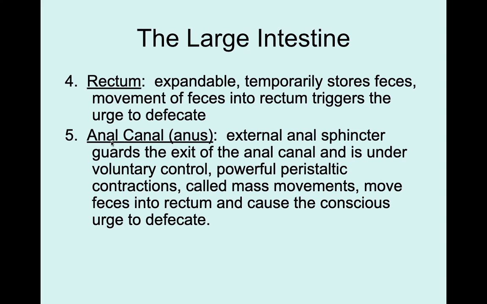The last part of the large intestine is the anal canal or the anus. And you actually have two sphincter muscles that guard the opening. You have an internal and an external sphincter. The internal anal sphincter is just like all your other sphincter muscles. It is smooth muscle and it is involuntary. You have no control over it.